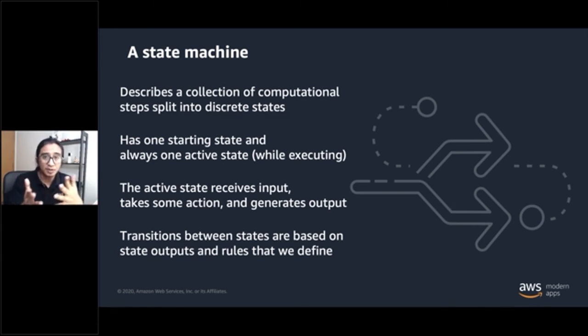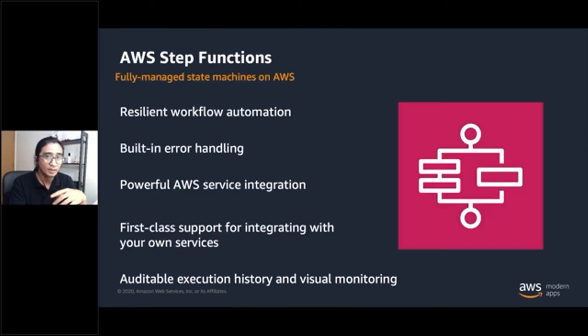As the steps of the state machine activate, the active state is going to get some input, do something with that input, generate some output, and indicate the next state to transition to. Because the nature of a state machine is abstract, it's such a powerful way to coordinate workflows. And to implement a state machine with AWS, you can use a service called AWS Step Functions. This is actually my personal favorite service of AWS.